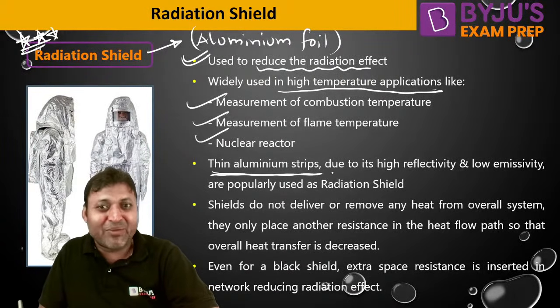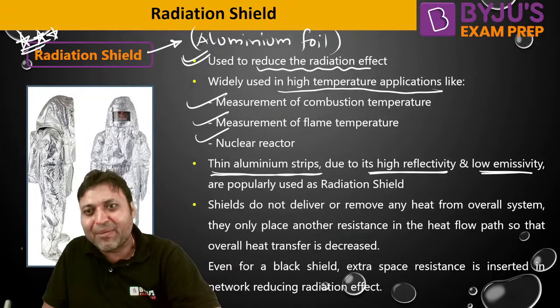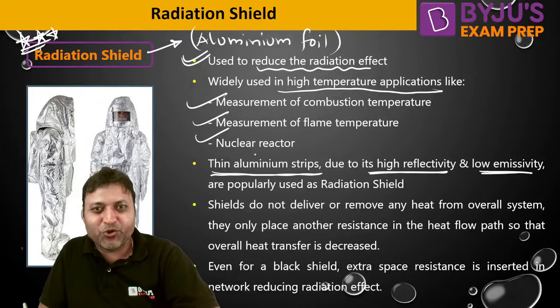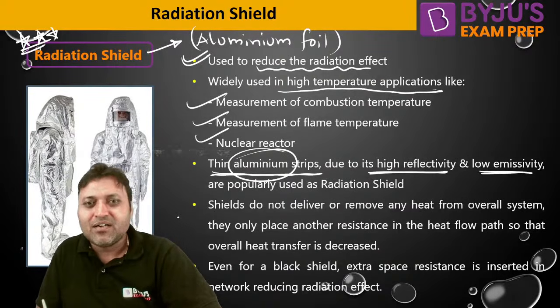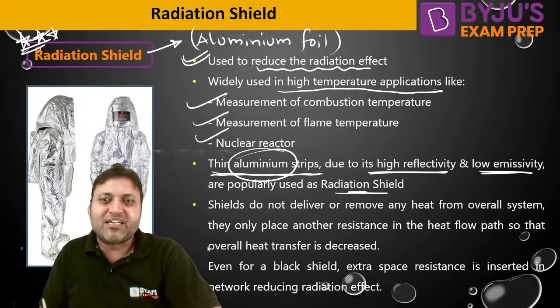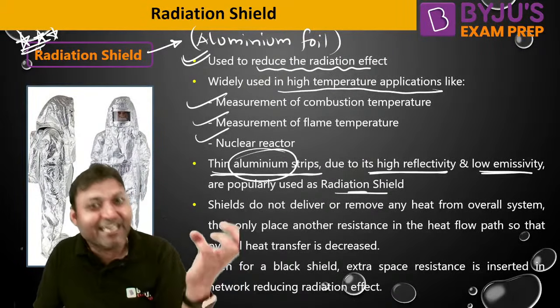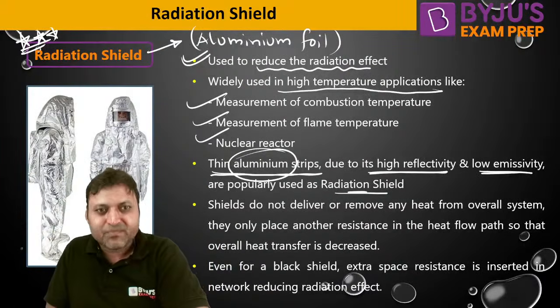So thin aluminum stripe. Why? Because of its high reflectivity and low emissivity. That is the reason for using aluminum as the shield. Aluminum sheets are generally used as radiation shields. Reflectivity is very large and emissivity is very low, so it will not introduce any heat into the system.